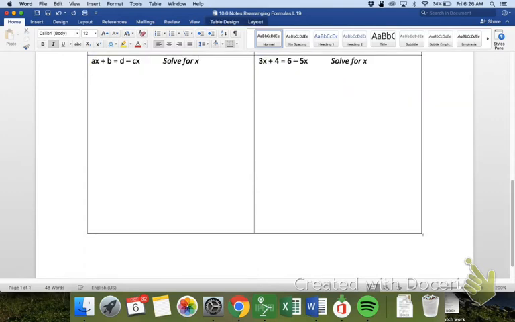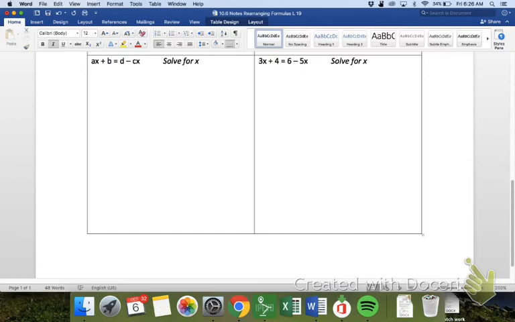In this next example, we're still solving for x. The equation is a little bit more complex. We have ax plus b is equal to d minus cx. So we have x's on both sides. Then I have a parallel equation, or a related equation, that is 3x plus 4 is equal to 6 minus 5x. And we're still trying to solve for x there.